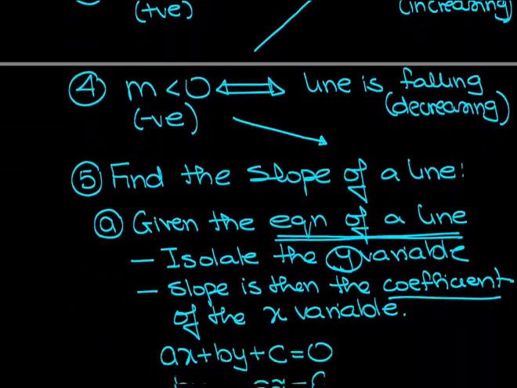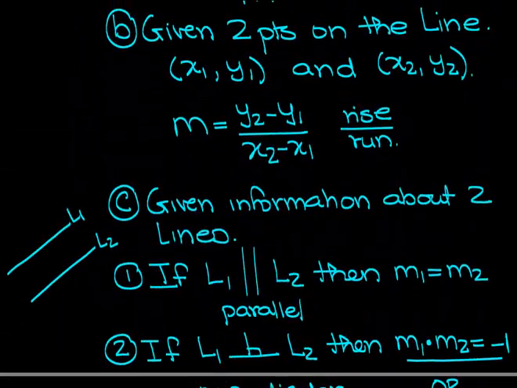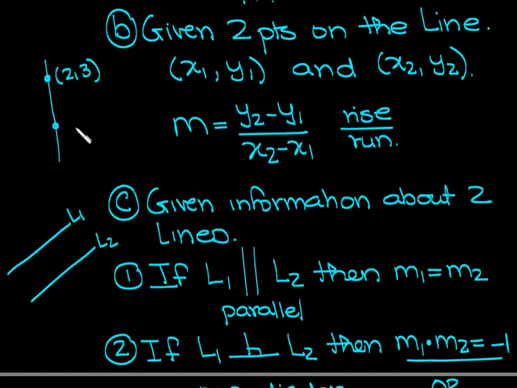Let me go back and show you that. If the line is vertical, so let's say I have a line like this, where this point is (2, 3) and this point over here is (2, 1). Because if the line is vertical, clearly the x values are going to be the same, because the points are on the same line.